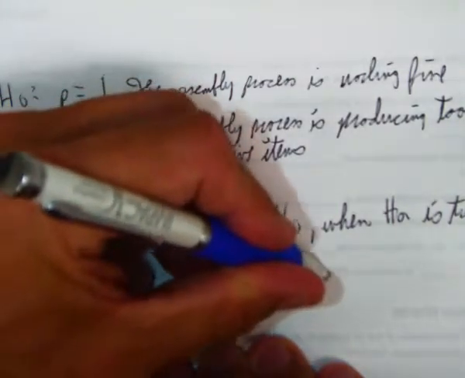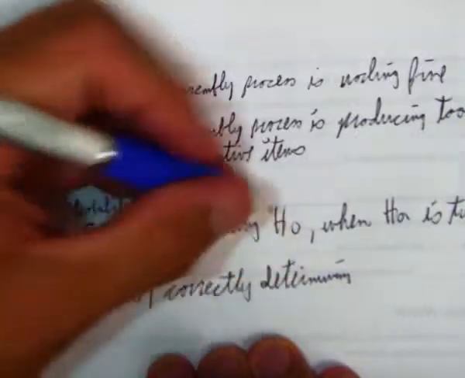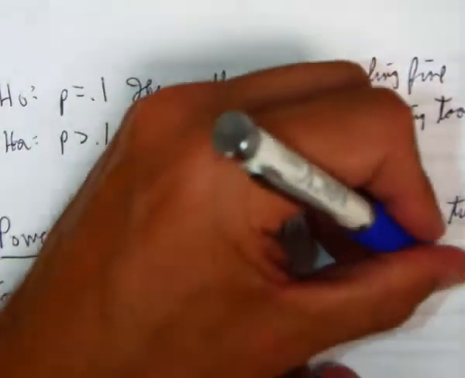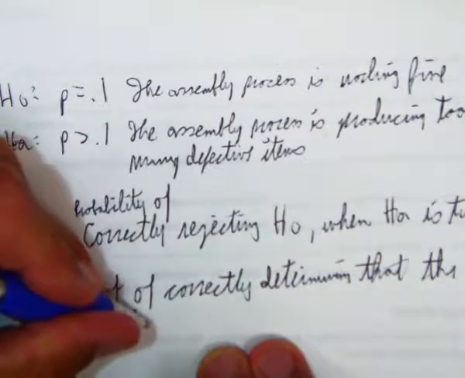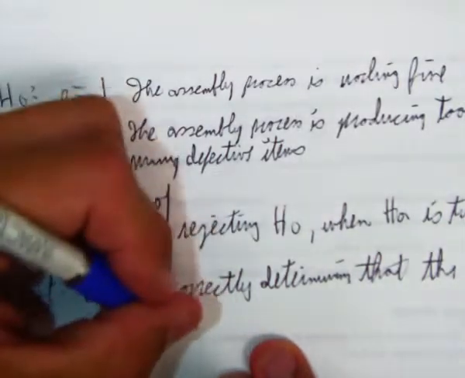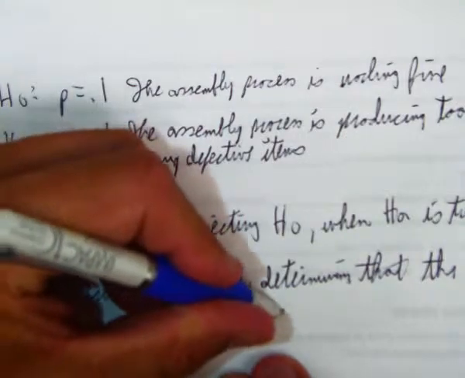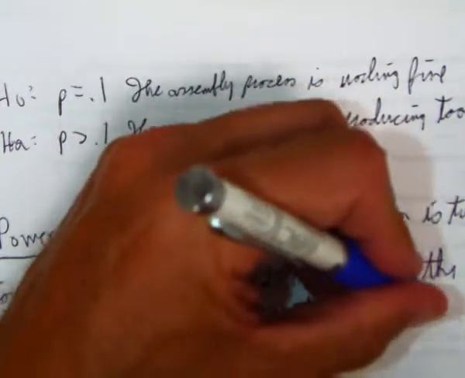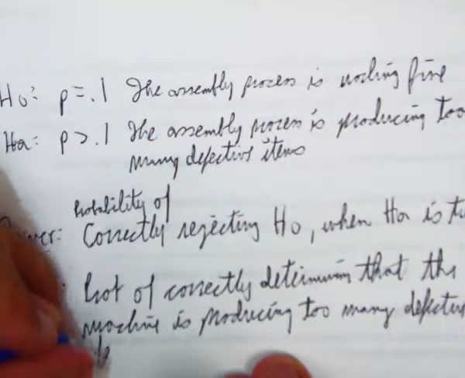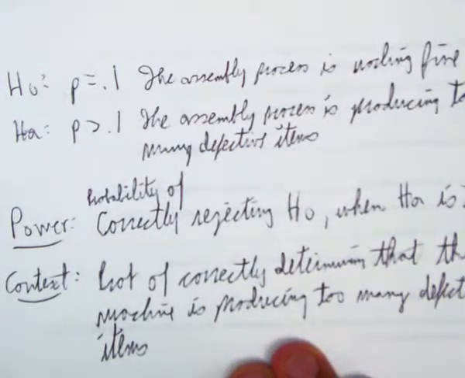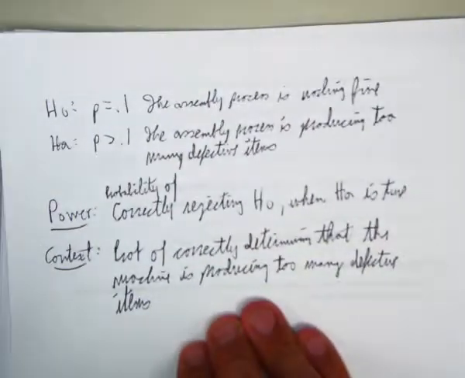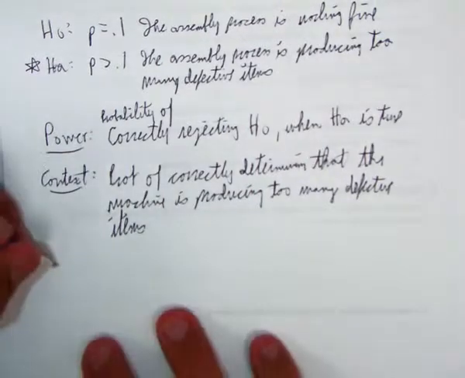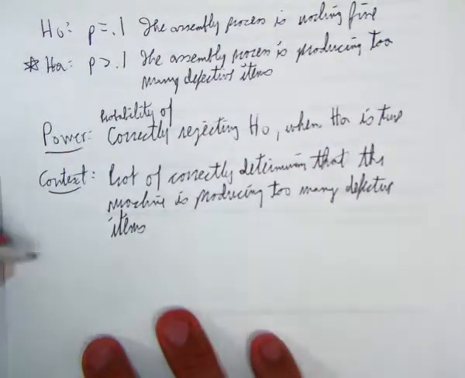So in context, in this problem, it's the probability of correctly determining that the machine is producing too many defective items. When we're dealing with power, the alternative hypothesis is true. So this is true. It's the probability of correctly determining that.